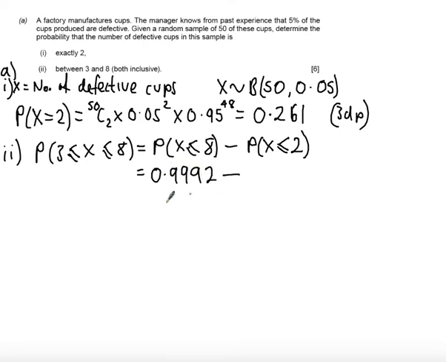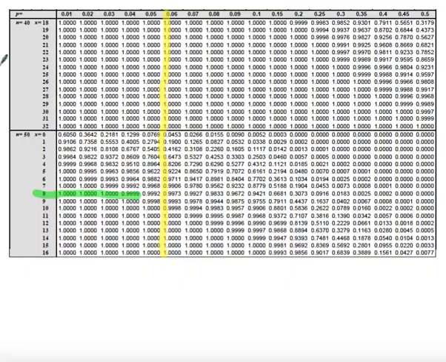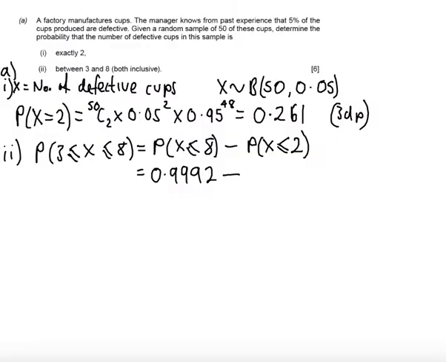0.9992. Take away. So now we want to find the probability x is less than or equal to 2. So probability x is less than or equal to 2, just reading across here, you can see it's 0.5405. So going back, 0.5405. And so finally, if I finish off this by completing that subtraction, we get an answer of 0.4587.